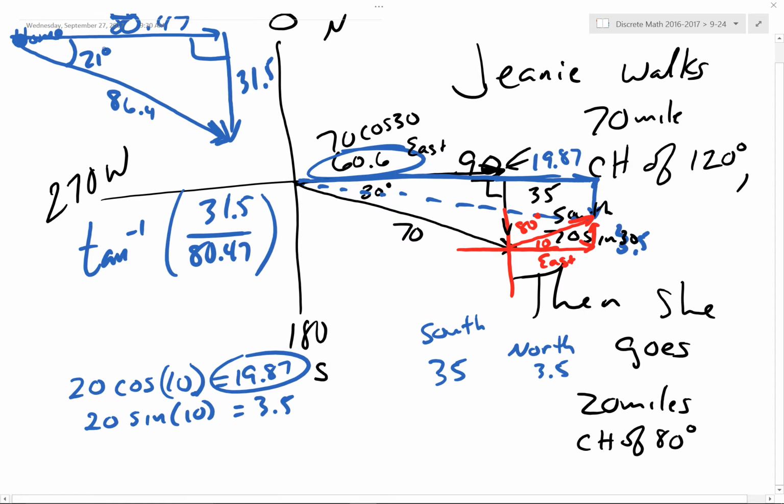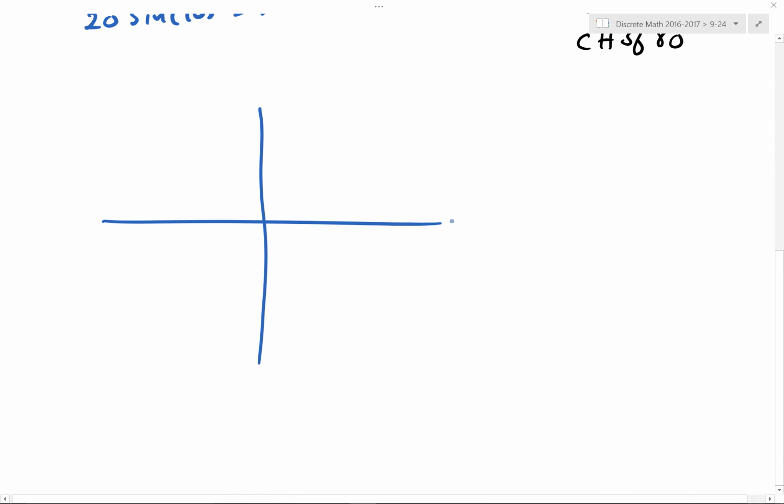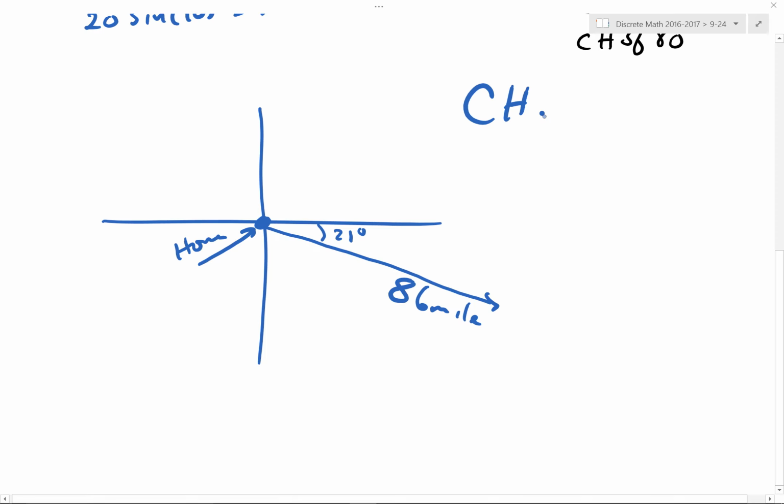Now, I'm going to redraw the picture down here just a skosh, okay? So, here's home. We are coming out this direction. What did we say? 86 miles. And we said this is 21 degrees, yes? But that's not a compass heading. What would our compass heading be?